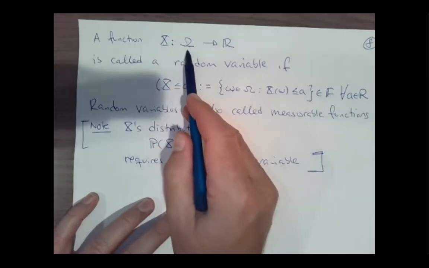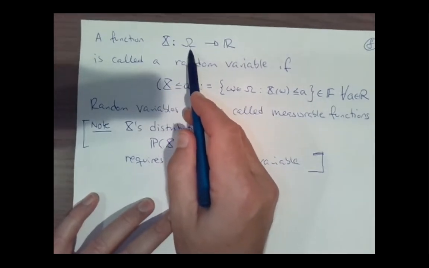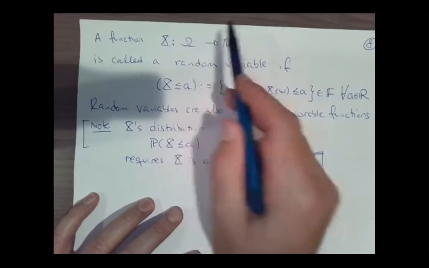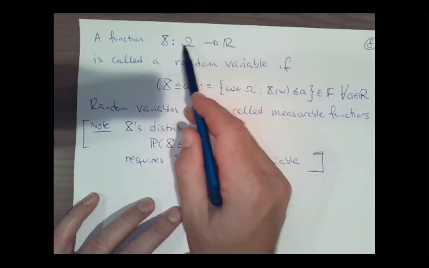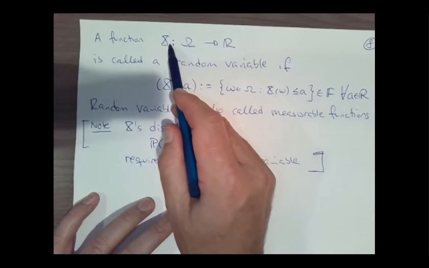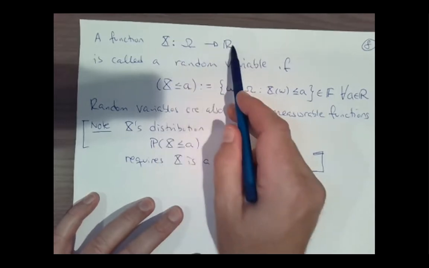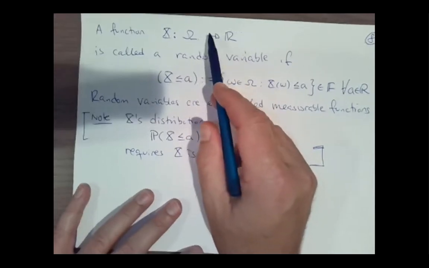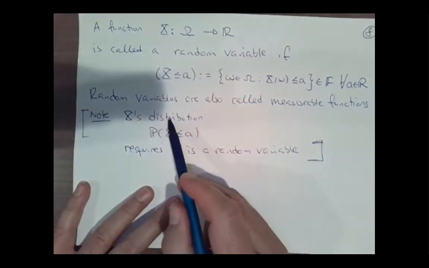X is a function whose domain is omega. That means you can take things inside omega, plug them into X, and it spits something out in the codomain. The codomain here is R. So that's my X. Now I want to talk about X's distribution.